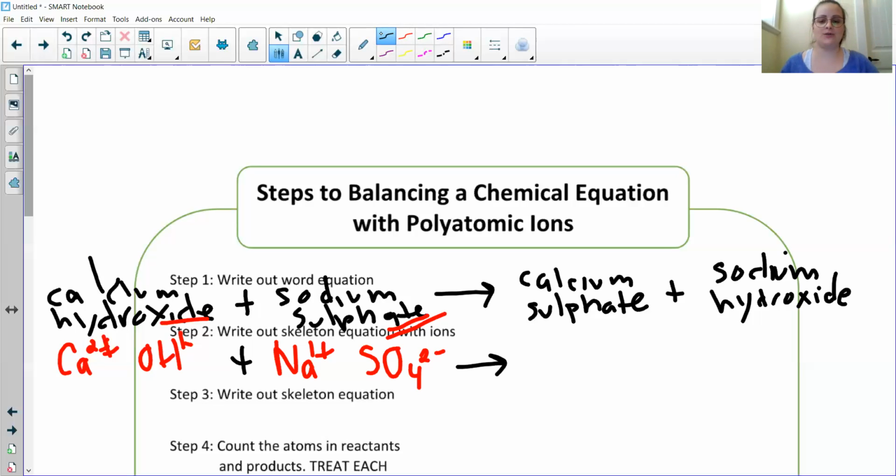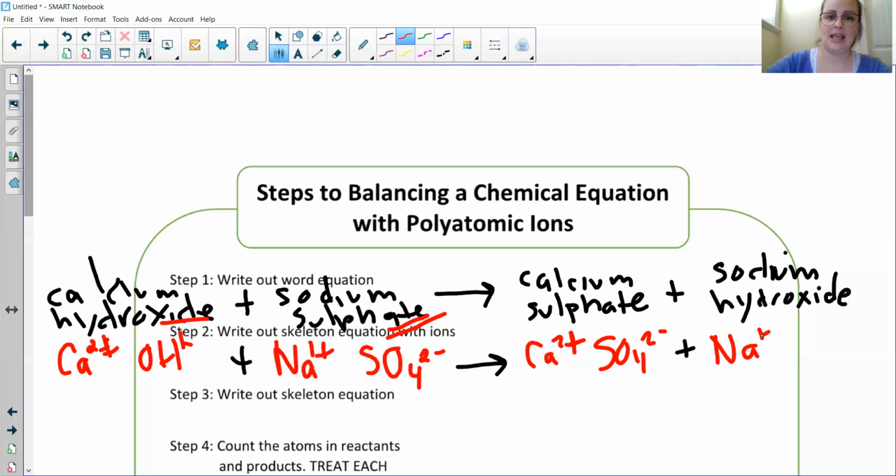And what's nice is that once you've already looked up the ions for the before reaction, for the reactants, you don't need to look them up again because you've already looked up calcium. Calcium is Ca2+. And you've already looked up sulfate, which is SO4 2 minus. And you've already looked up sodium, which is Na plus, 1 plus, and you've already looked up hydroxide, which is OH 1 minus.